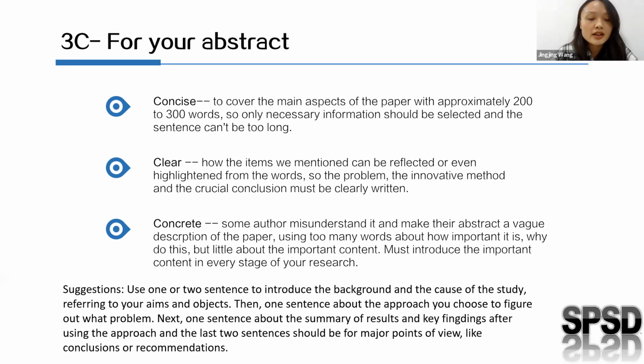About how to write, I suggest using 1 or 2 sentences to introduce the background and the course of your study, referring to aims and objects. Then 1 sentence about the approach you choose to solve the problem. Next, 1 sentence summarizing the results and key findings after using your approach. And the last 2 sentences should be for the major points of view, like your conclusions and recommendations.